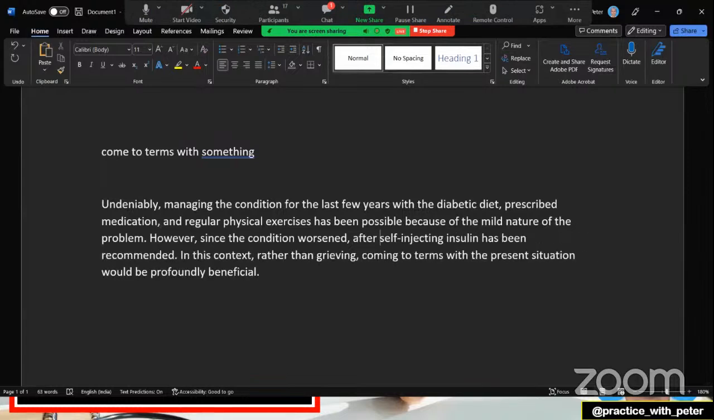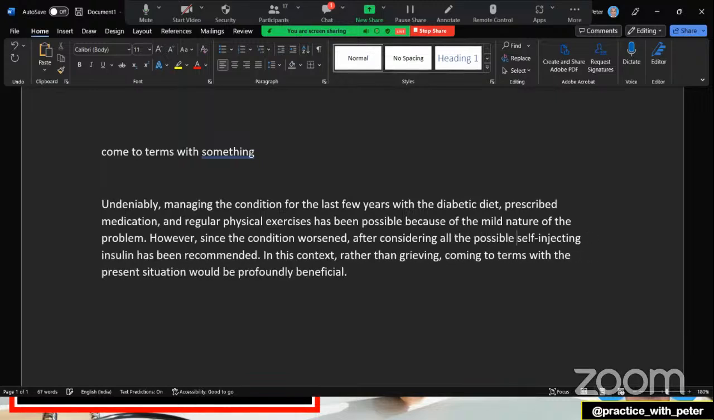After considering all the possible options, self-injecting insulin has been recommended. In this context, rather than grieving, coming to terms with the present situation would be profoundly beneficial.